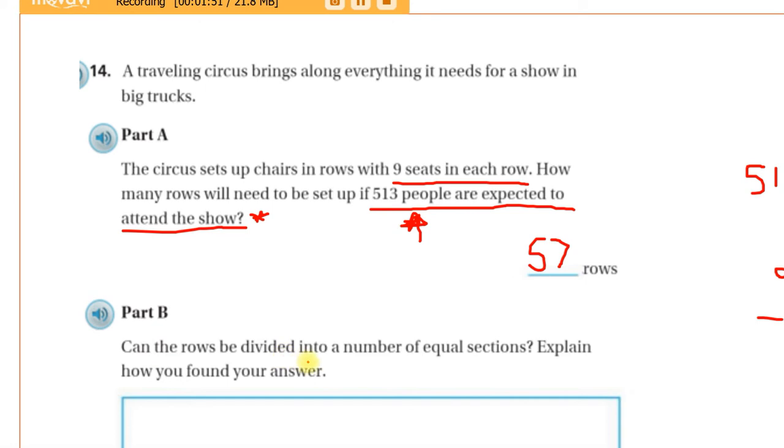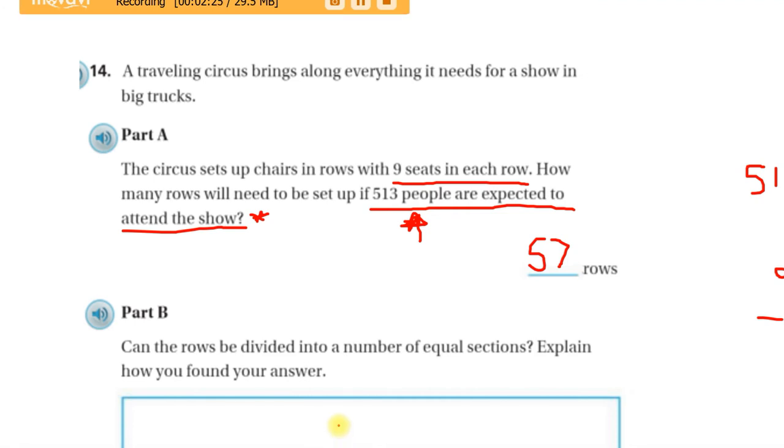Part B: can the rows be divided into a number of equal sections? Explain how you found your answer. So now we have 57 rows. It's saying, can you divide 57 into equal sections? Let's say we wanted to break those rows up into different sections, like section A, section B. Really what it's asking us is what number can go into 57 evenly? There may be more than one.